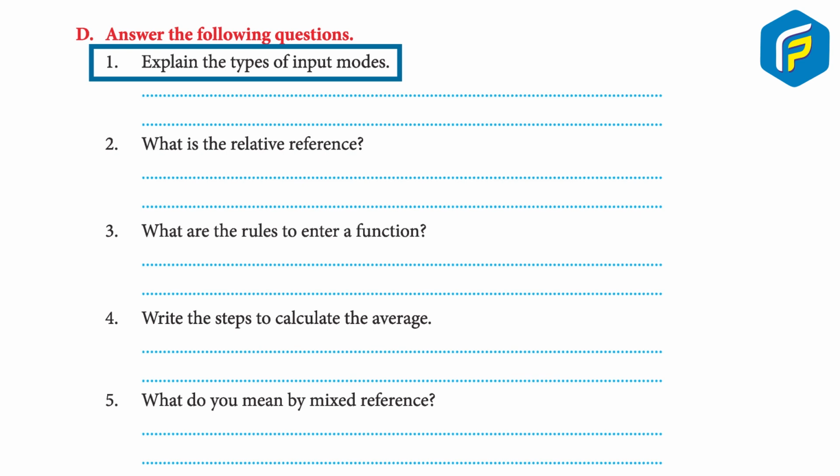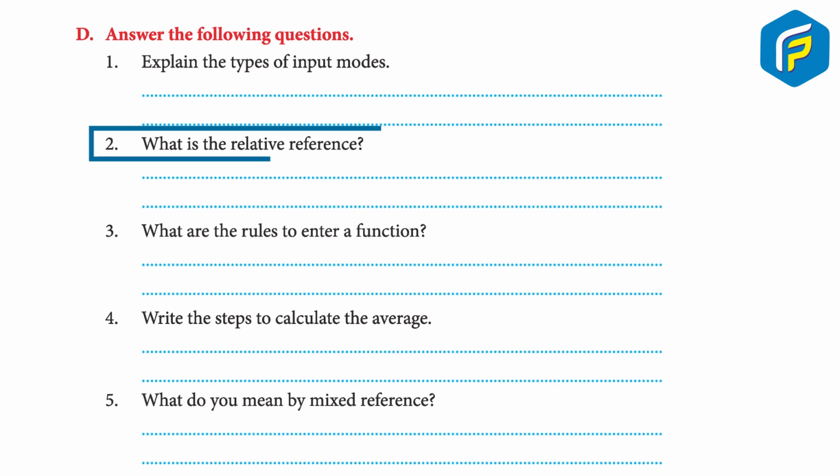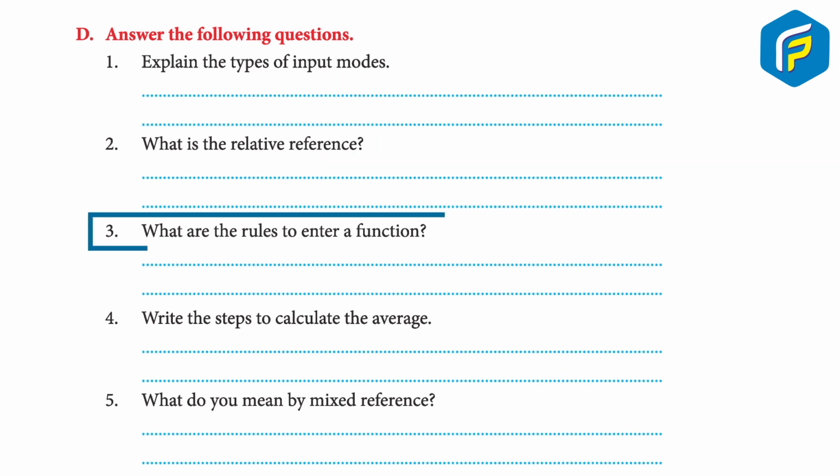3. Edit mode. Excel enters edit mode when you press the F2 key. This is the mode you use to make changes to the formula. 2. What is the relative reference? Answer: when a formula is copied from one cell to another cell, the value in the copied cell automatically gets changed. 3. What are the rules to enter a function?